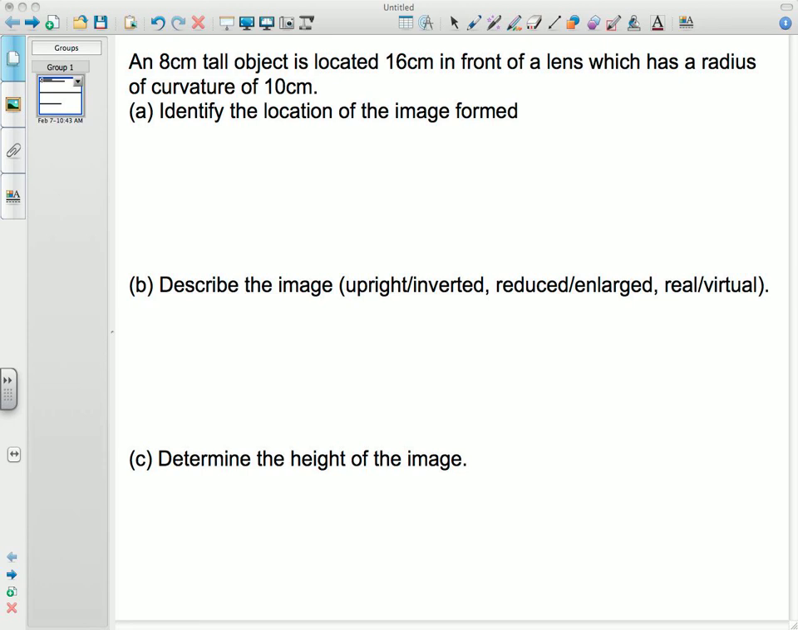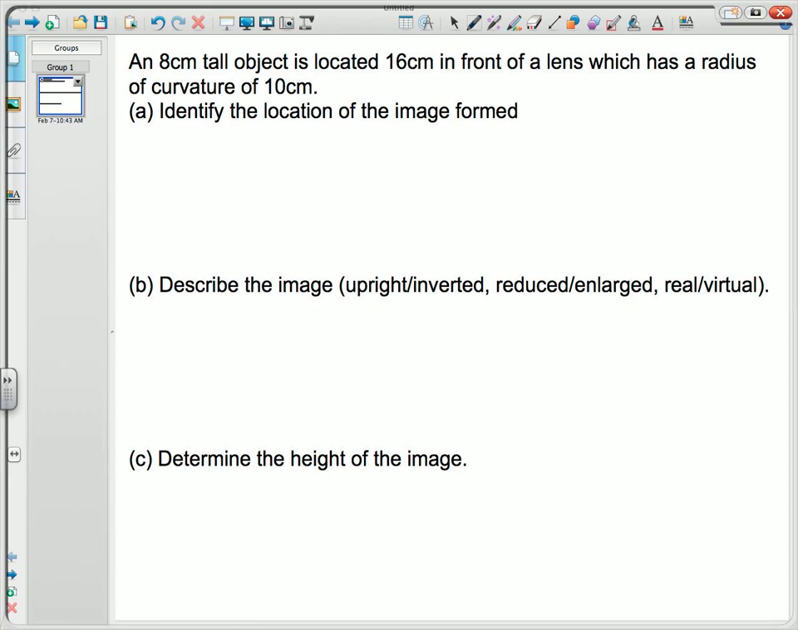All right, so let's try to do this problem. We should be able to do it based on everything we've seen so far. We have an 8 centimeter tall object, 8 centimeters high, located 16 centimeters in front of a lens, which has a radius of curvature of 10 centimeters. Now what does the radius of curvature tell you? The focal length, yes.